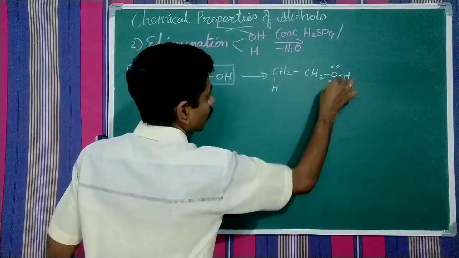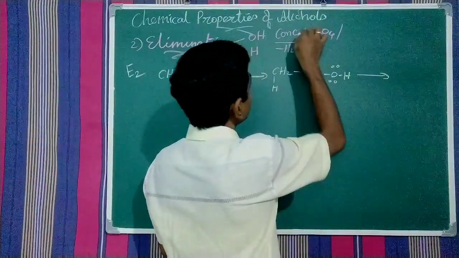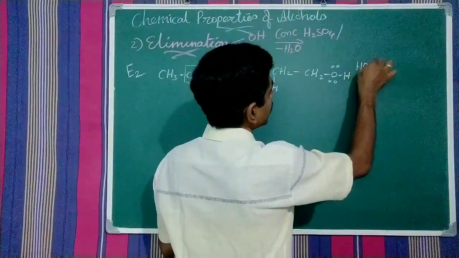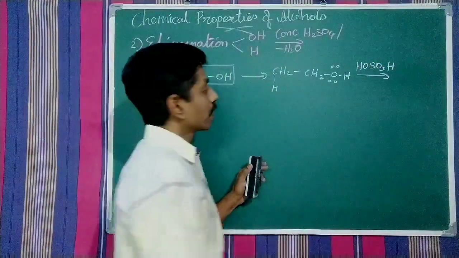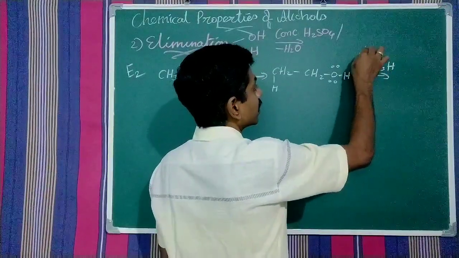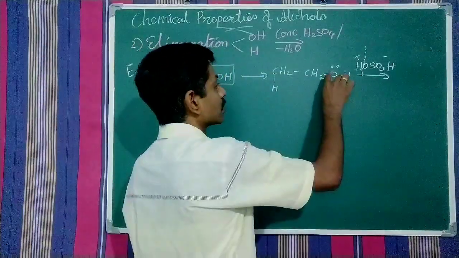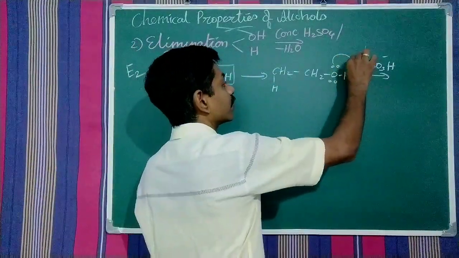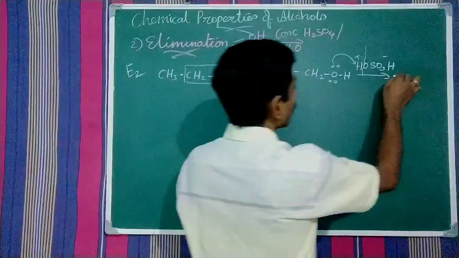Oxygen carries 2 lone pairs of electrons. When we react it with the sulfuric acid molecule, I can write HOSO3H. That is, this bond will break. Sulfuric acid has the ability to give an H plus ion. So now this lone pair of electrons will be donated to this H plus ion. Then there will be a new product.